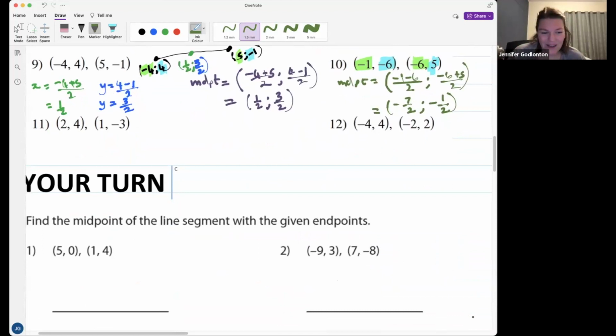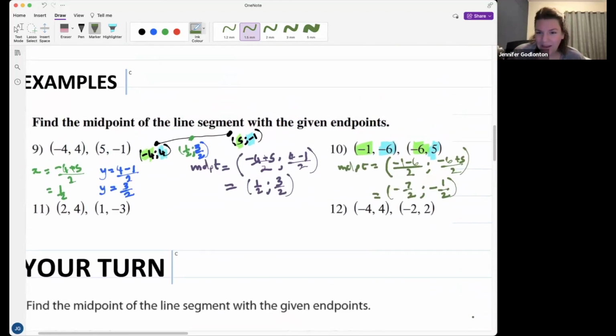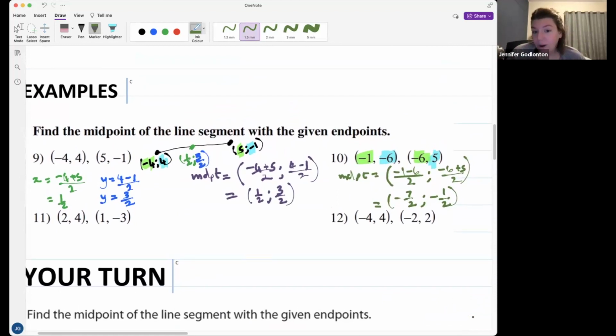Okay, I'm going to give you a couple to work through over here. For why you got 11, oh, you know why? Because I don't think you kept that as a -6. So I think you said 6 plus 5 instead of -6 plus 5. I think that's where the 11 came from.